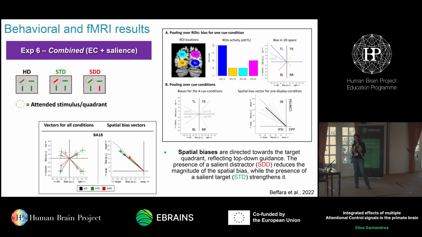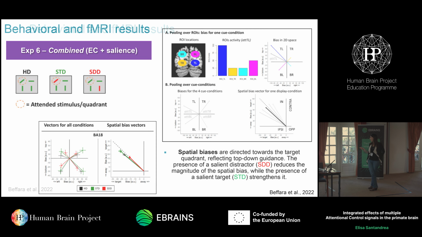The two signals will be addressed to different locations. In one case, the target. In the other case, the distractor. So the distractor-related signal will diminish the effectiveness with which attention is directed to the target.